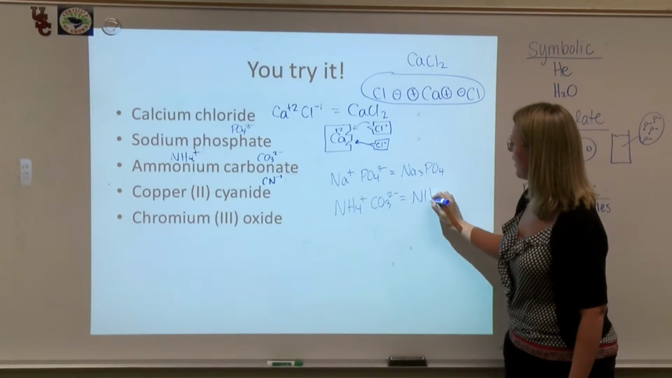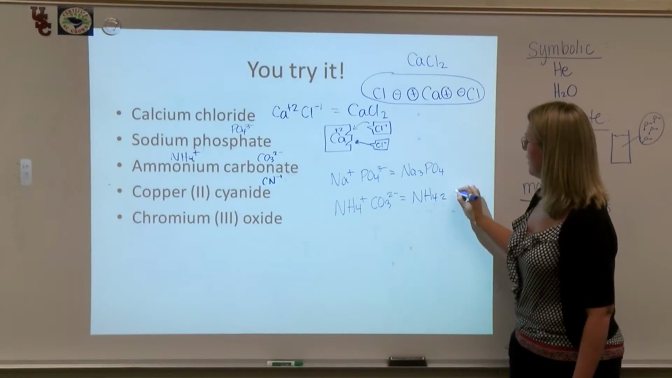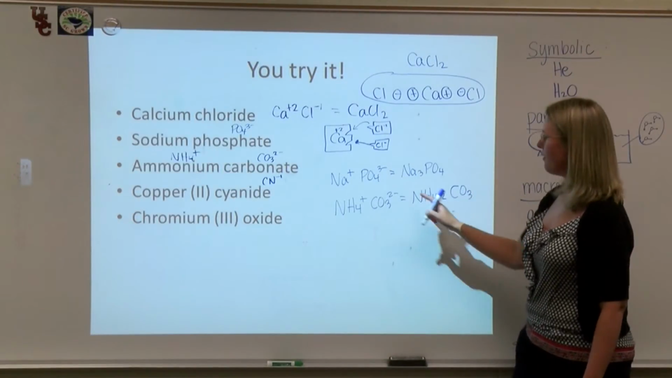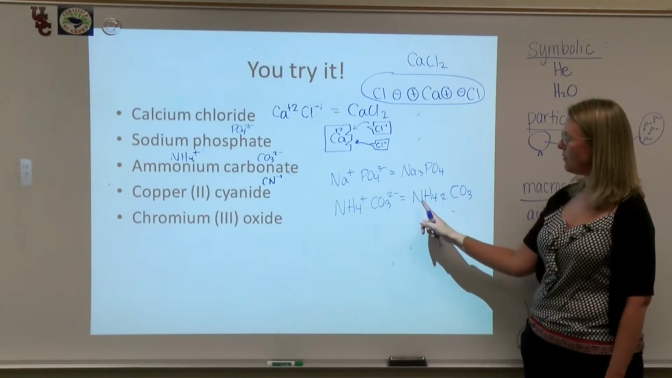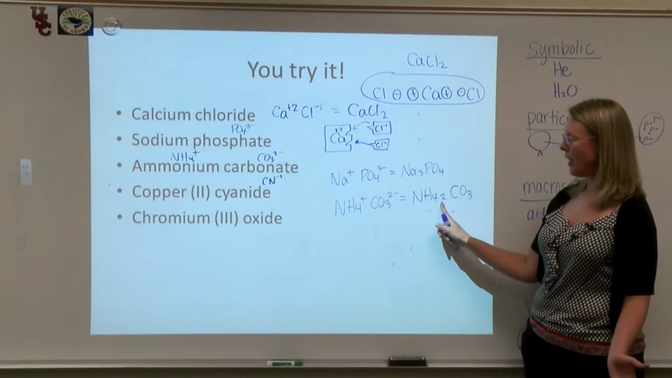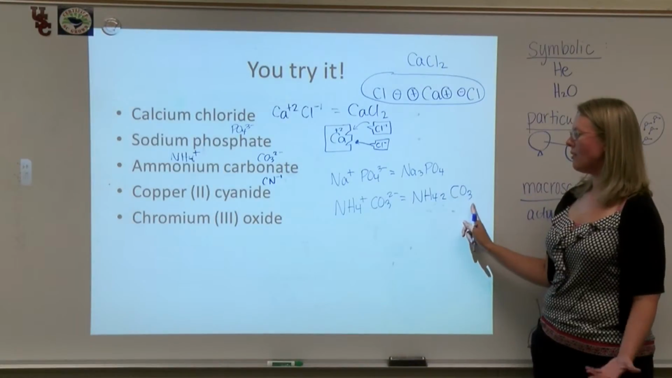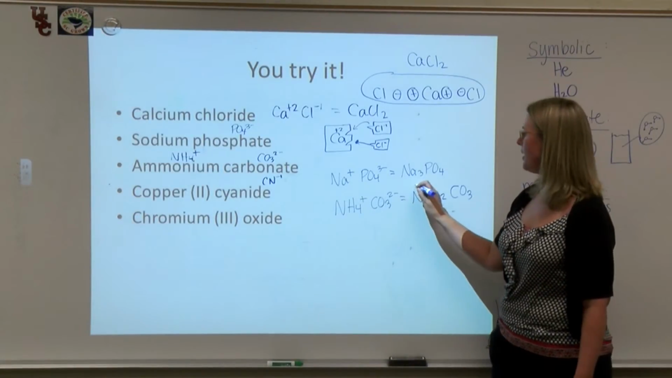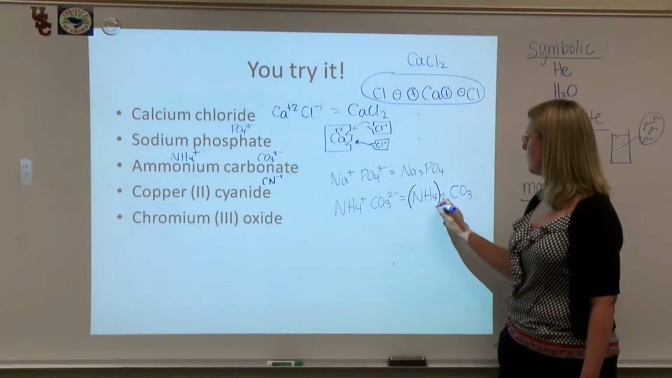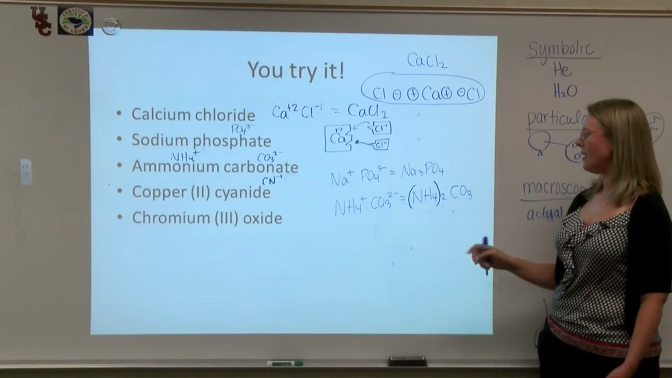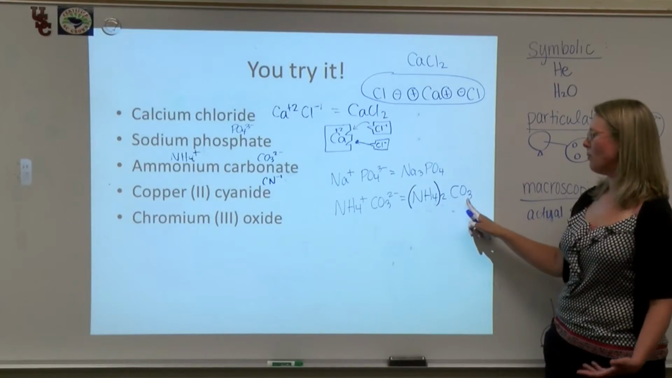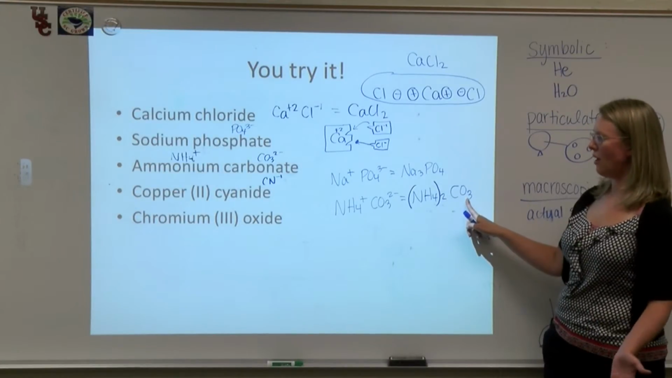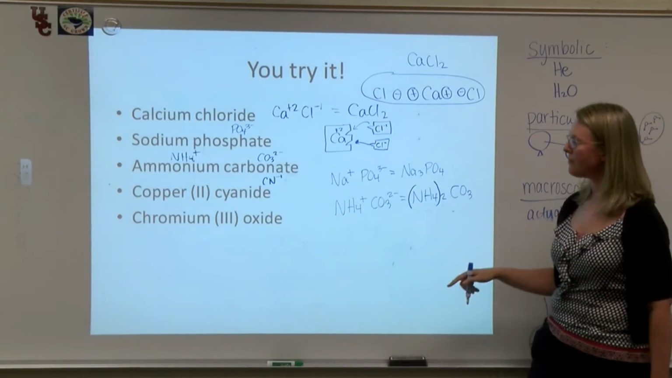We would not want to write this as this, you know, cross down the 2. Because if we write it like this, what the formula means is 1 nitrogen, 42 hydrogens, 1 carbon, and 3 oxygens. That's definitely not what we mean. We mean 2 ammoniums, right? So I need 2 positive ammoniums to balance with 1 -2 carbonate. So this is my formula.